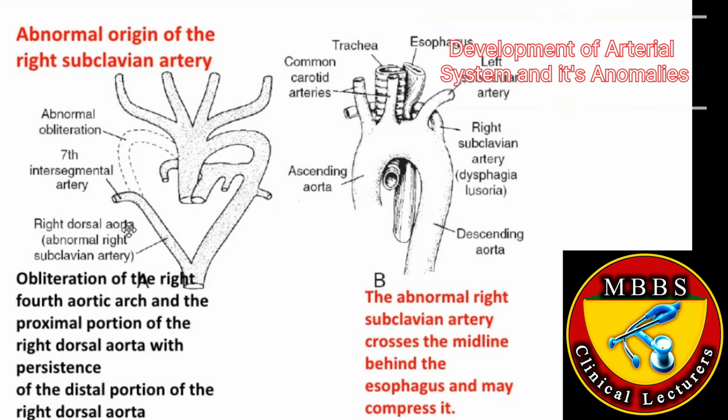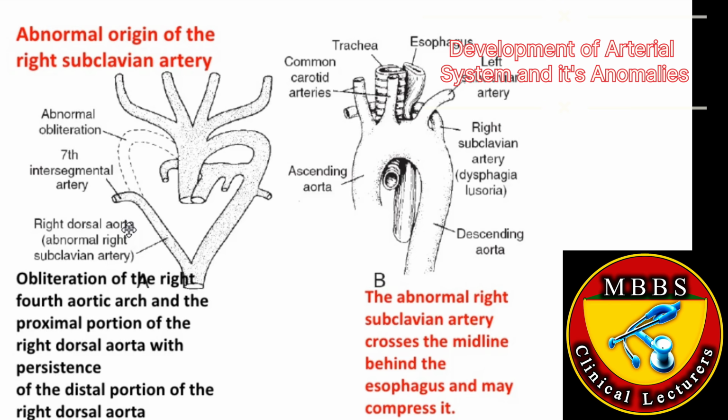Abnormal origin of the right subclavian artery: there is obliteration of the right fourth aortic arch and the proximal portion of the right dorsal aorta, with persistence of the distal portion of the right dorsal aorta. The distal portion gives rise to an abnormal type of right subclavian artery, which will cross the midline behind the esophagus and may compress it.